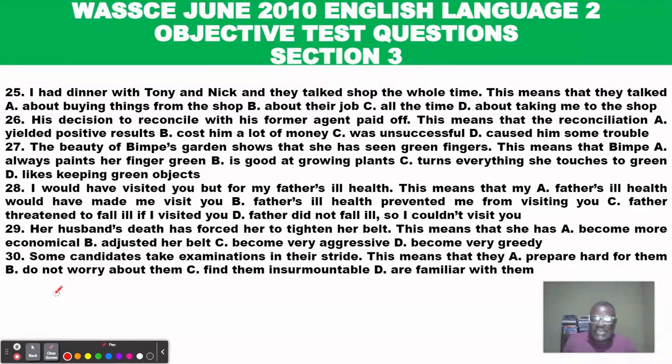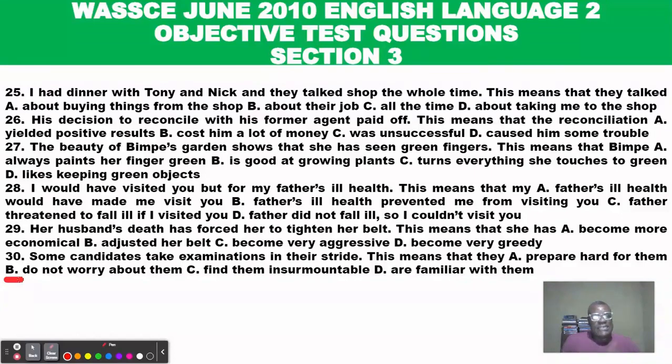Question number 30. Some candidates take examinations in their stride. This means that they, A, prepare hard for them. No. B, do not worry about them. Yes. Now, to take something in your stride means to refuse to be worried, to be able to keep calm in the face of some difficulties.